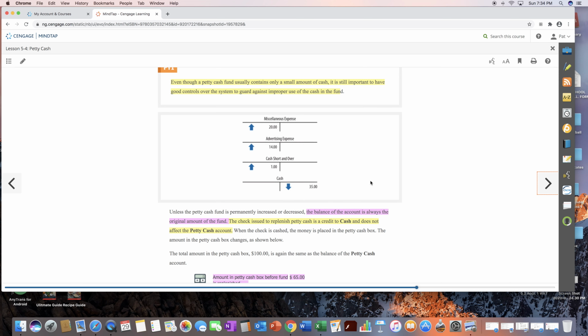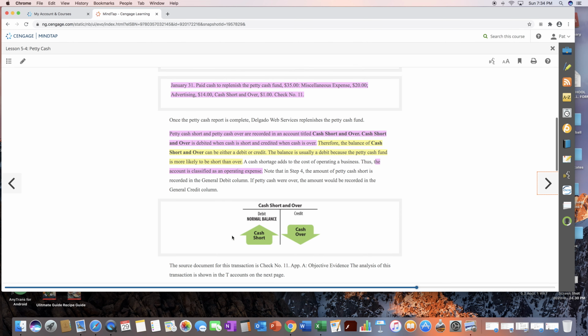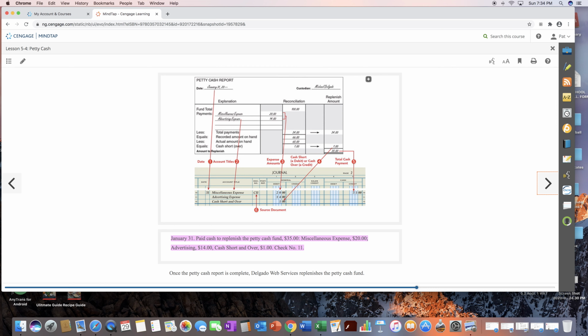I'll show you enough of the T accounts here. It says even though the petty cash fund usually contains only a small amount of cash, it is important to understand good controls to guard over proper use of that petty cash fund. The balance of the account is always going to be the original amount of the fund when we replenish petty cash. The check issued to replenish petty cash is a credit to cash, but does not affect the petty cash amount. So when we put the petty cash amount, when we started, it was 100. So you always want to get back to that number at the beginning of each month. Whenever we replenish, we want to get back to the starting amount.